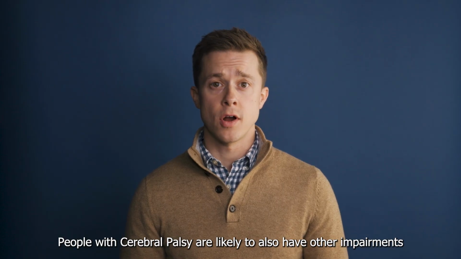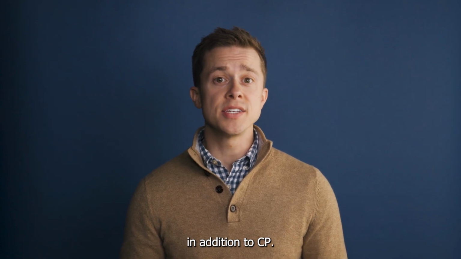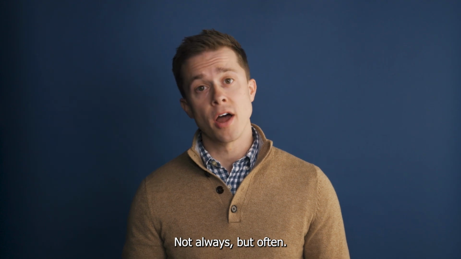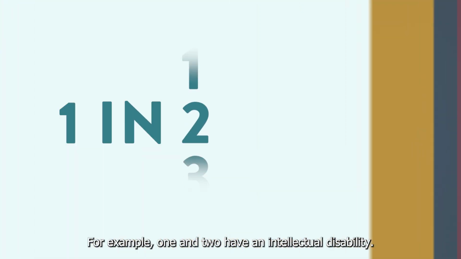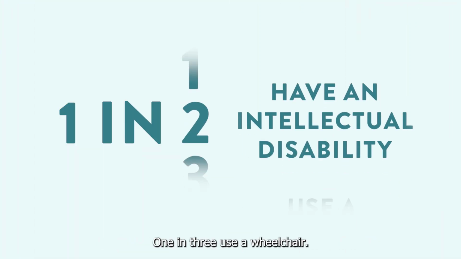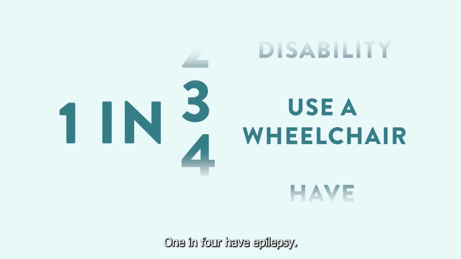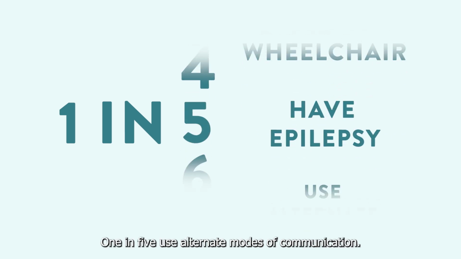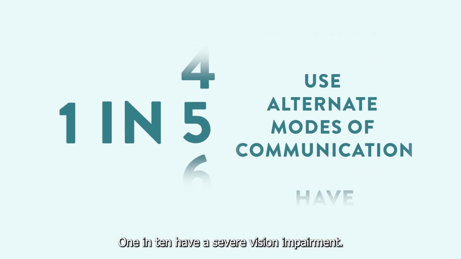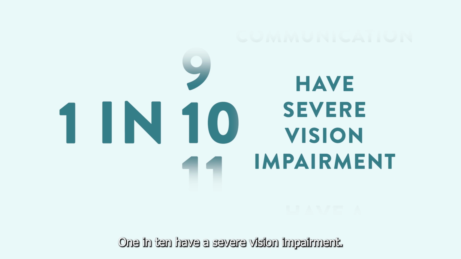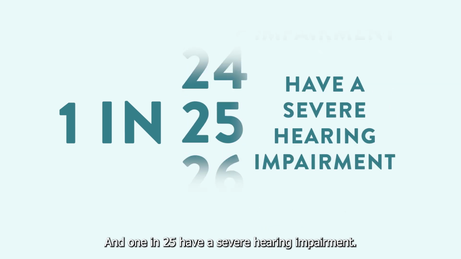People with cerebral palsy are likely to also have other impairments in addition to CP, not always, but often. For example, 1 in 2 have an intellectual disability, 1 in 3 use a wheelchair, 1 in 4 have epilepsy, 1 in 5 use alternate modes of communication, 1 in 10 have a severe vision impairment, and 1 in 25 have a severe hearing impairment.